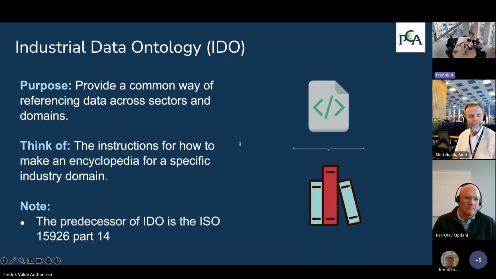And for those of you that are interested in history, it's worth noting that IDO is an ancestor, I guess, of ISO 15926 part 14. So part 14 came before, and now we are creating IDO based on the lessons learned there as well.